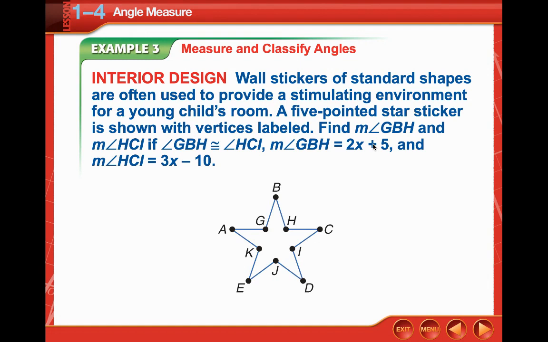All right. Interior design. Wall stickers of standard shapes are often used to provide a stimulating environment for a young child's room. A 5-pointed star sticker is shown with vertices labeled. Find the measure of GBH and the measure of angle HCI, if GBH is congruent to HCI, GBH equals 2x plus 5, and HCI equals 3x minus 10.